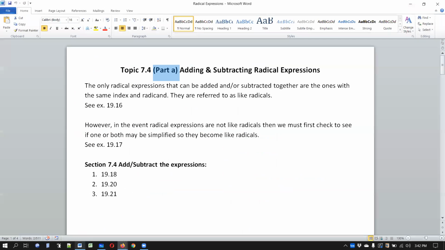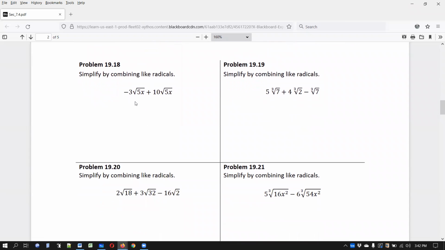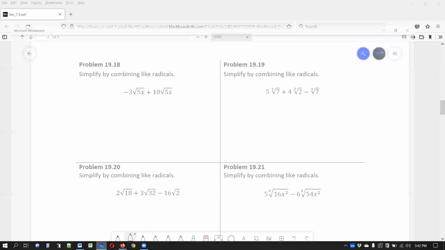Okay, good. Let's take a look at the examples we want to go over here. So let's go over example 19.18, which is the first case. So this is minus 3 radical 5x. I'm going to copy it in here. So these will be all under either simplify or add subtract. And the reason that it might be under simplify is because we always want to simplify these things at the end to get the correct answer.